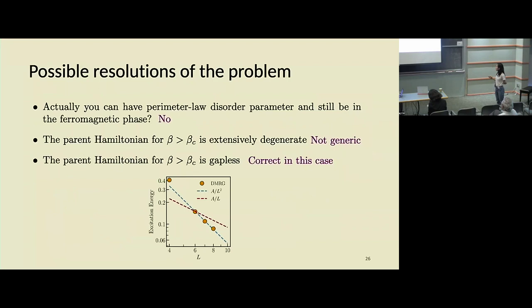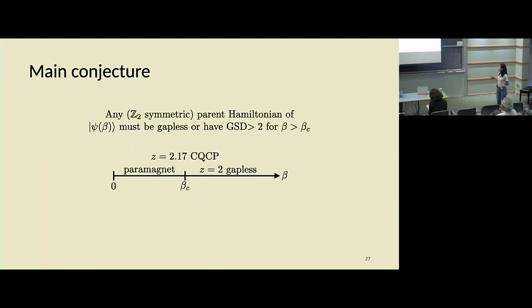Okay, so with all that in mind, we think that this top part is probably false. You can't have disorder parameter law and still be in the ferromagnetic phase. The second one is not true, except not generic at least. And then the third one is what we find to be true in this case. So this is our main conjecture.